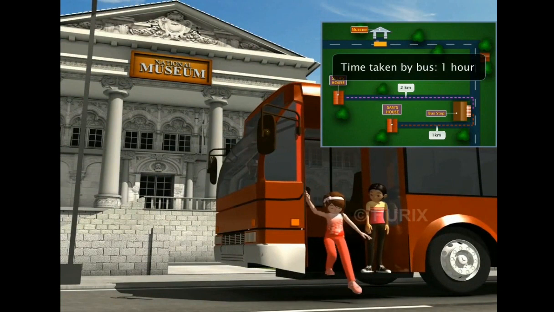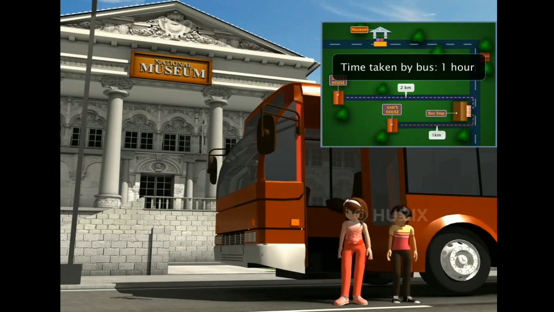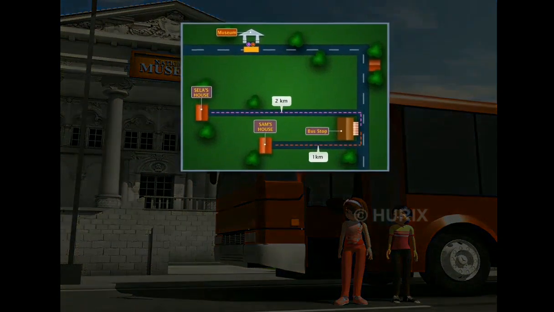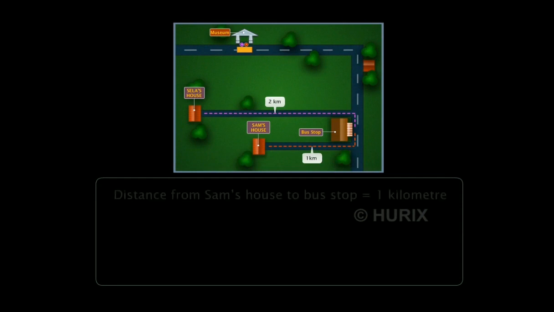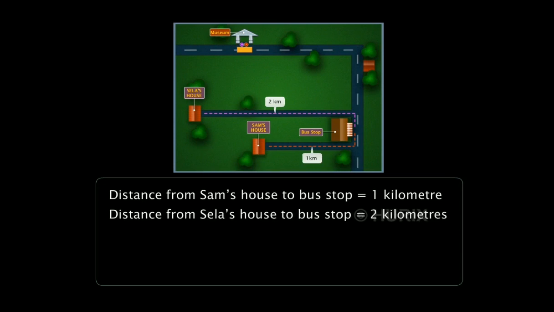Let's find the total distance traveled by Sam and Sela to reach the museum. The total distance traveled by Sam or Sela is the sum of the distance from their house to the bus stop and the distance traveled by the bus. We know that Sam walked 1 kilometer from his house to the bus stop, while Sela walked 2 kilometers to the bus stop. The distance traveled by Sam in the bus is the product of time and speed.